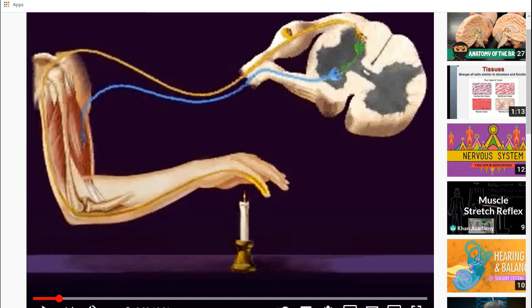At the end of the sensory neuron then, you've got a synapse, and then the information passes to the green one, which is the relay neuron. At the end of the relay neuron, you have a second synapse. The information then passes to the motor neuron, so this is the blue one, which will pass the information along to the muscle here, which would be the effector, moving the hand away from the flame.